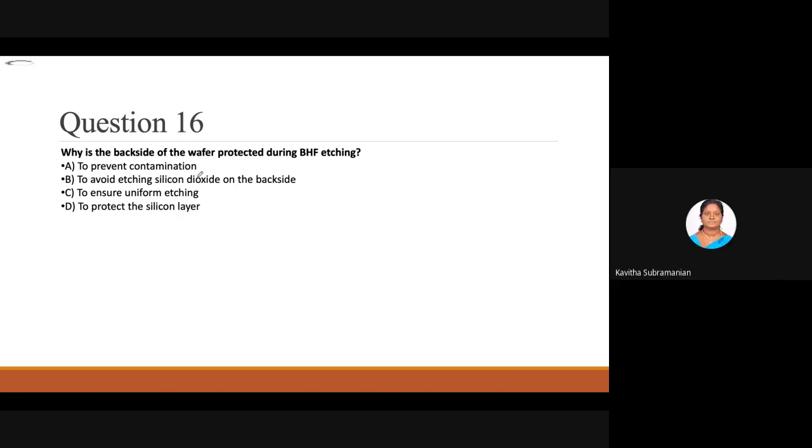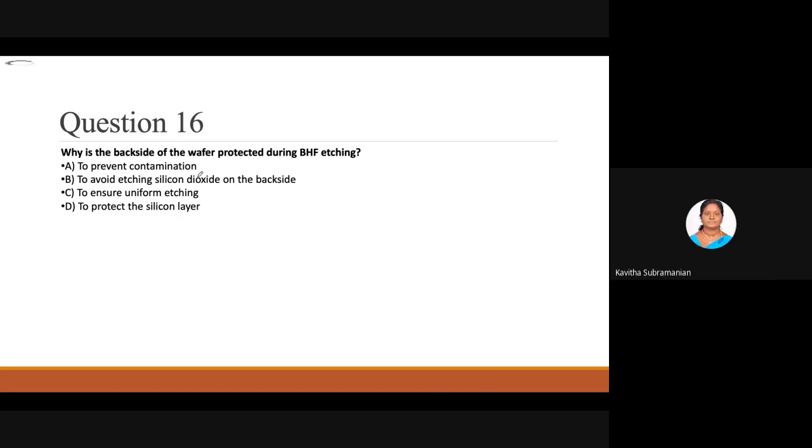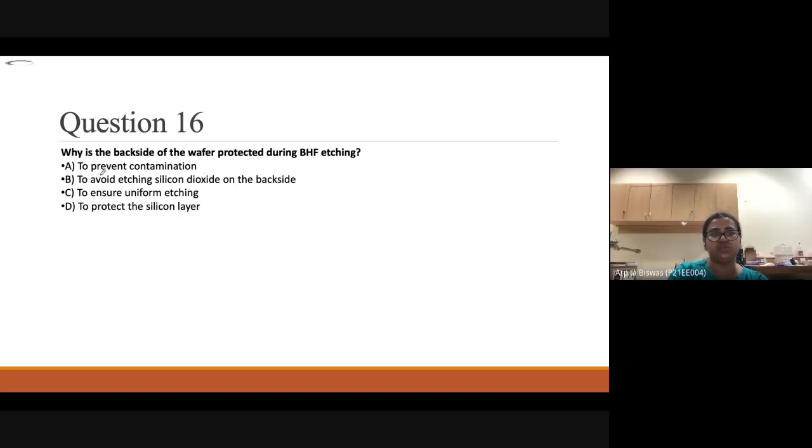To prevent contamination. No. To prevent the contamination, we can use the clean room, right? Yes, ma'am. And so, to avoid etching silicon dioxide on the backside. Yes, the right option is option B, to avoid the etching of silicon dioxide on the backside.